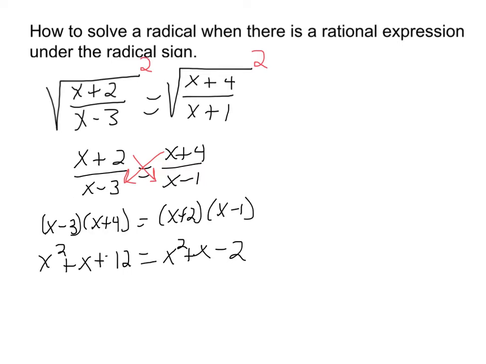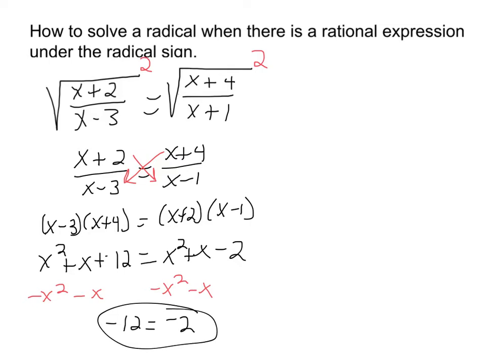Then if you subtract an x squared from both sides, and subtract an x from both sides, you are left with a negative 12 equaling a negative 2. In this particular situation, you cannot have a negative 12 equaling a negative 2. Therefore, there is no solution. In other words, this radical on the left side will never intersect this radical on the right side.